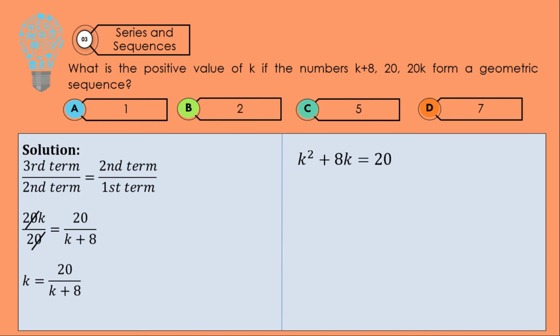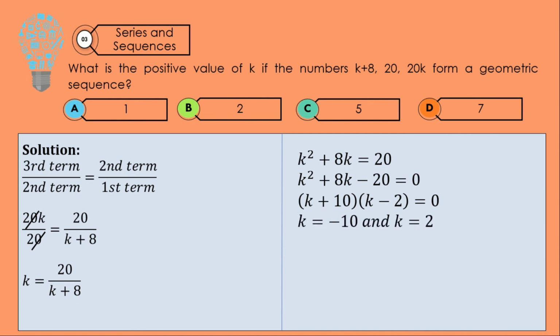Now transpose 20, we'll have k squared plus 8k minus 20. Then factor, we'll have k plus 10 times k minus 2. So we have now two values of k, which are negative 10 and positive 2. But we are looking for the positive value, so our answer is letter B.